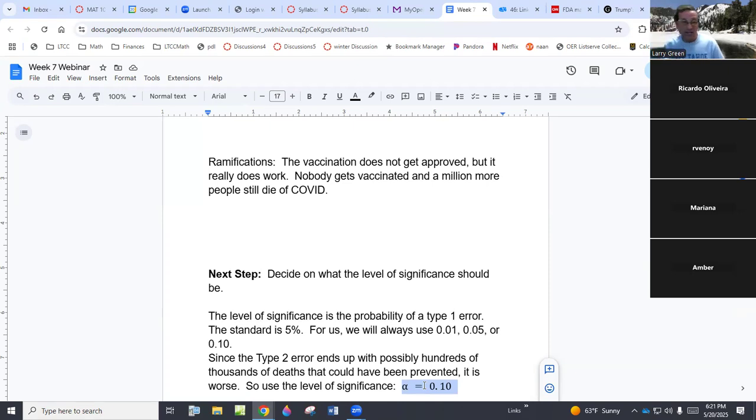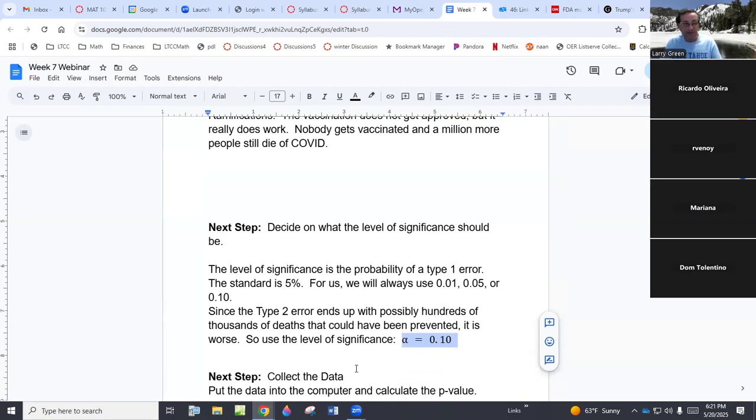Any questions on why I chose 0.1? Okay, so again, that means that we're going to have a higher chance of a type 1 error and a lower chance of a type 2 error. Okay, so the next step.